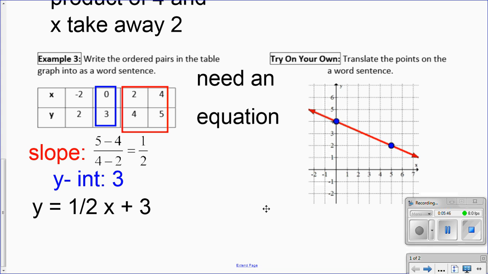Now, to write that, there's so many different ways I can write it. y is equal to half a number and 3. Like, y is equal to 1/2 times the number plus 3. There's so many different ways you can write it. So you're going to go ahead and try this one. I gave you the graph, so first you need to make an equation in slope-intercept form. And then you're going to go ahead and translate it. We'll talk about those translations in class.